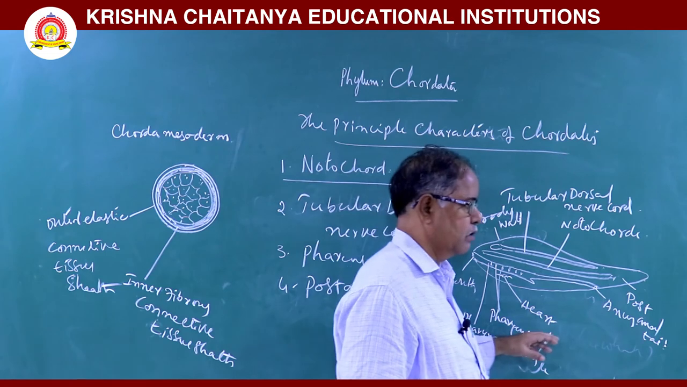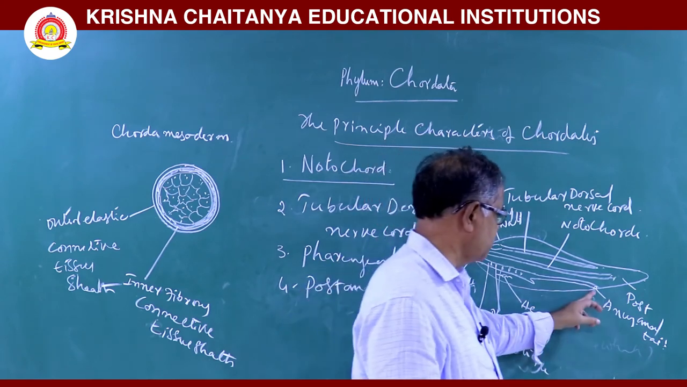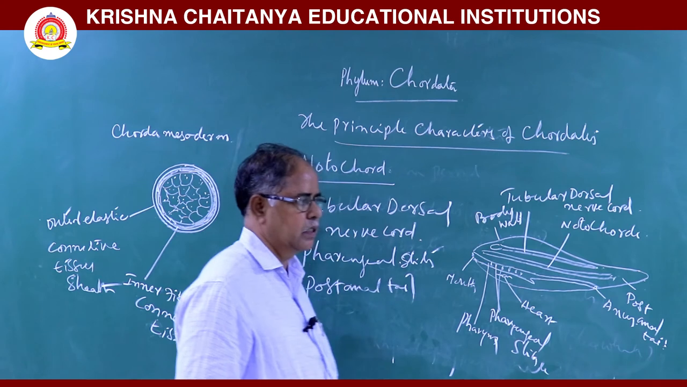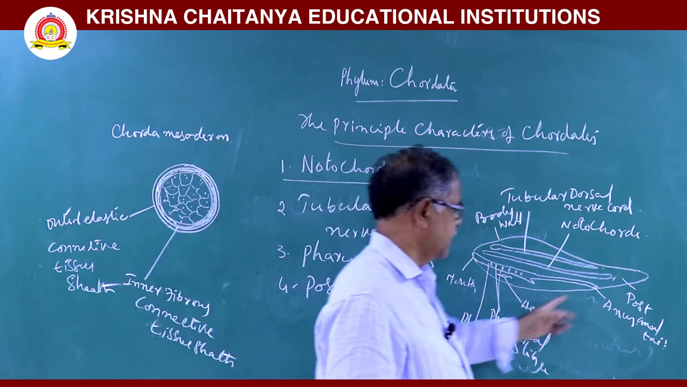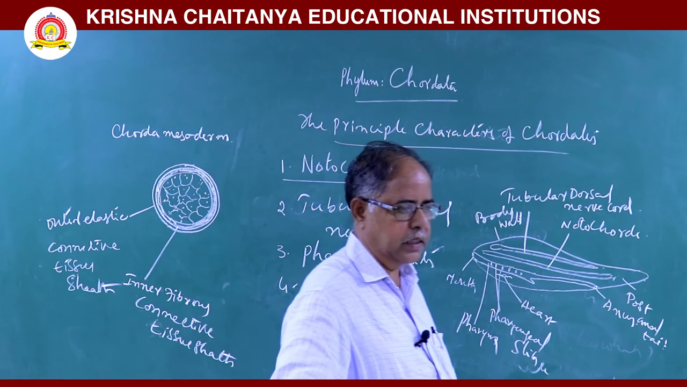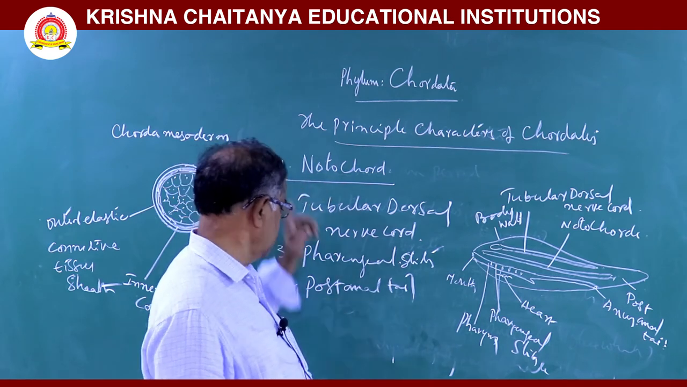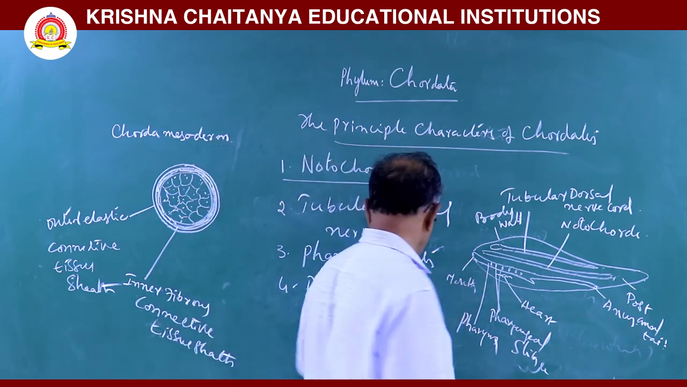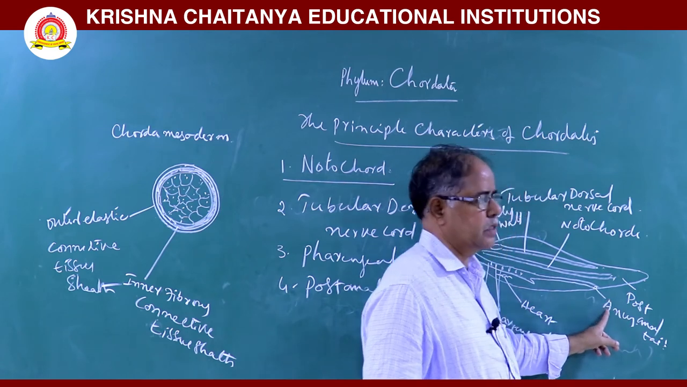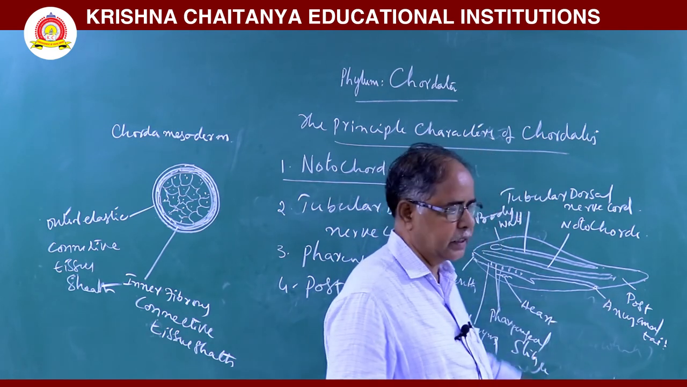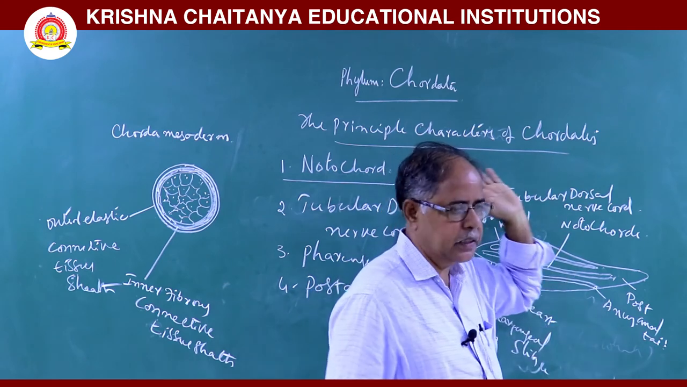Next, the post-anal tail. In chordates, the post-anal tail is present posterior to the anus. The fourth principal character is the post-anal tail. In some chordates, this tail is present during embryonic stages and disappears in late embryonic stages.